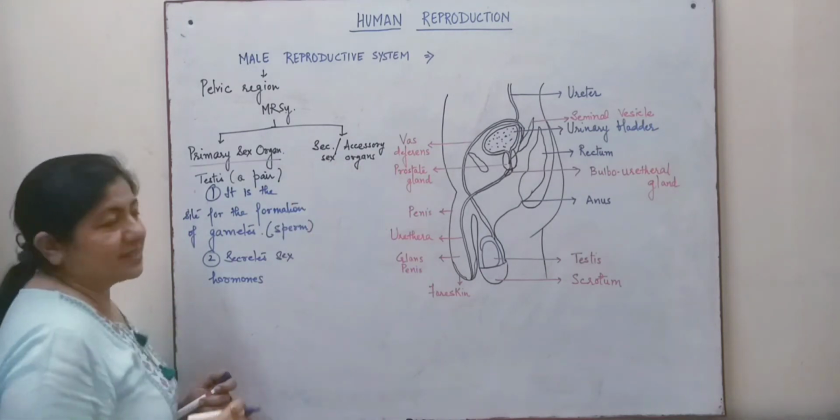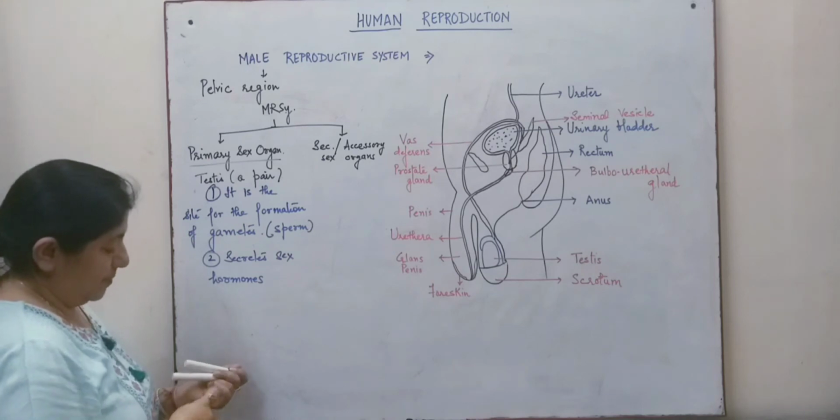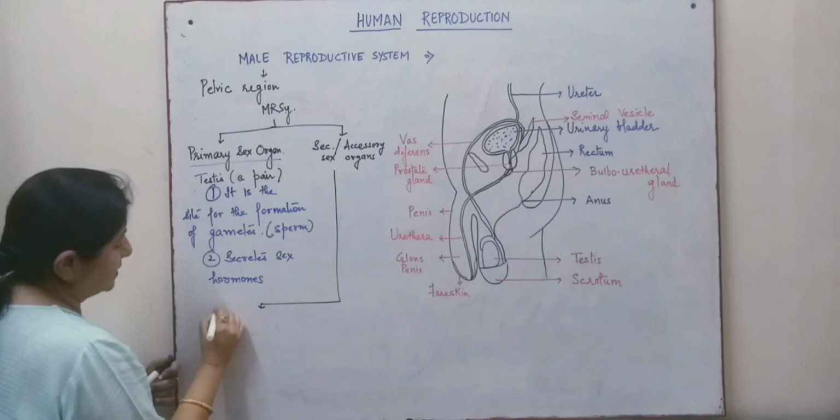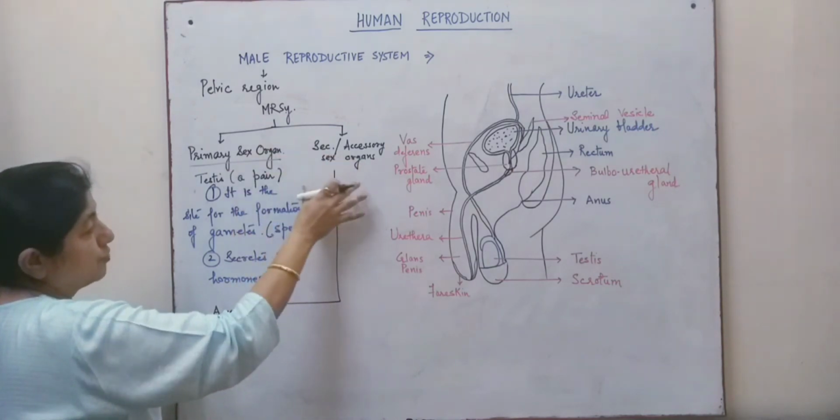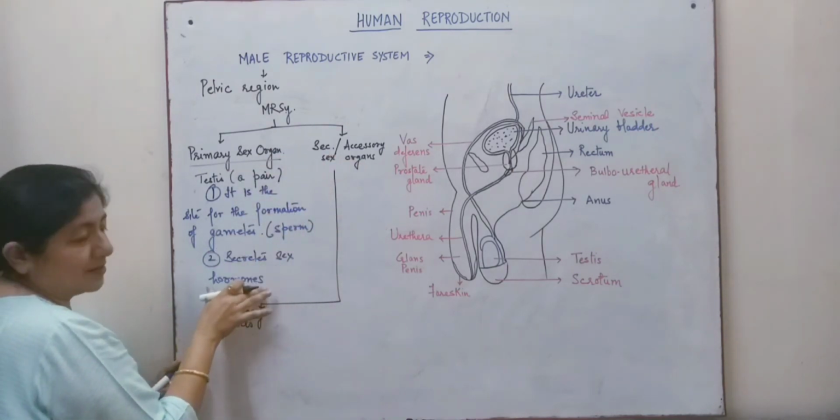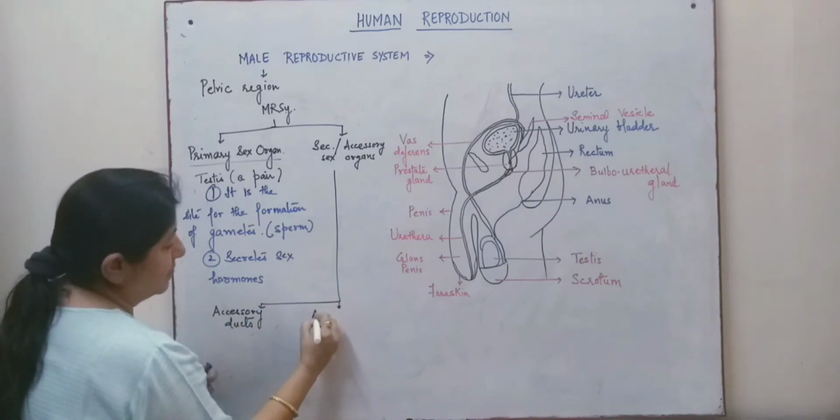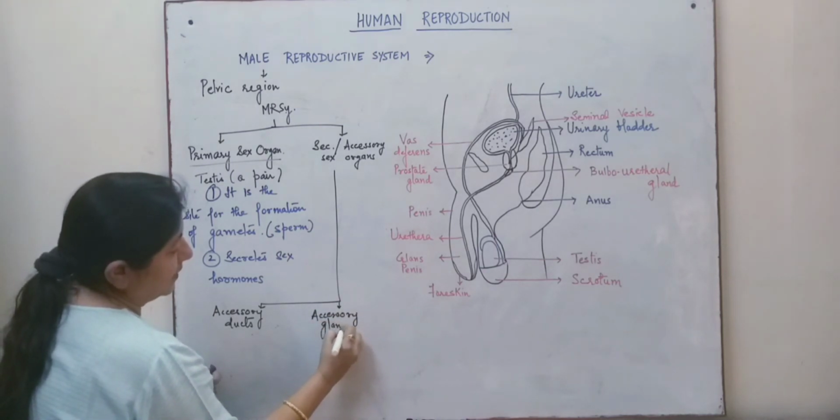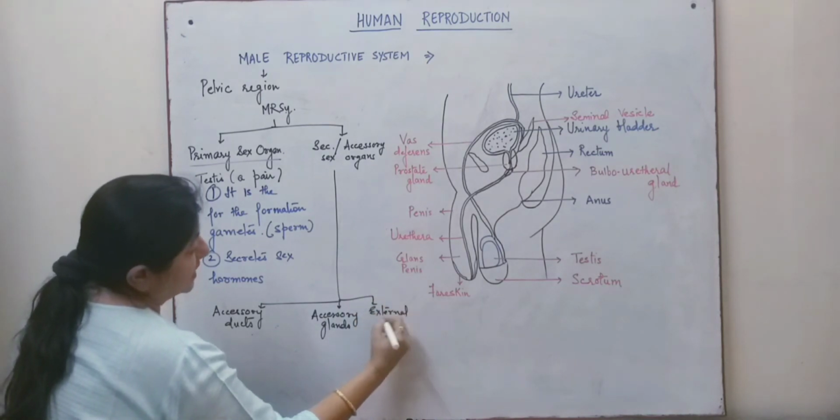The secondary accessory sex organs we divide into accessory ducts. And as I explained, they do not have a role in the formation of the gametes, neither are they secreting the hormones. So accessory ducts, then we have accessory glands, and third is external genitalia.